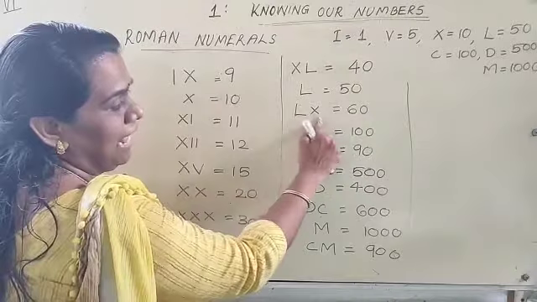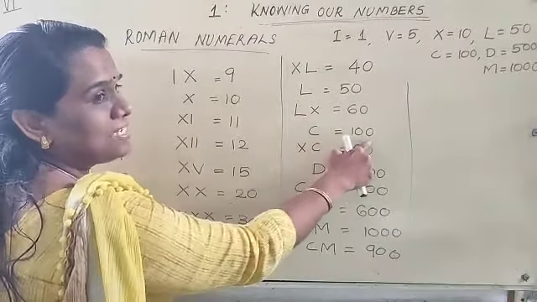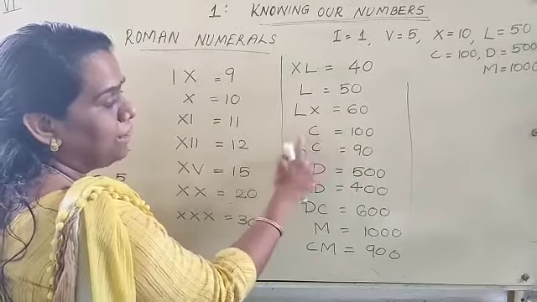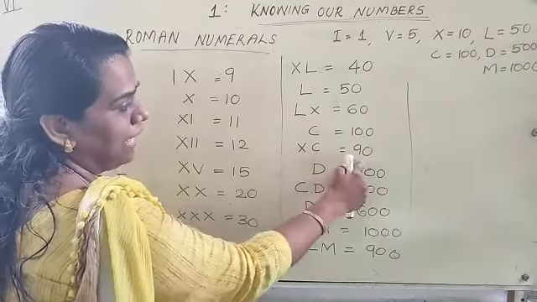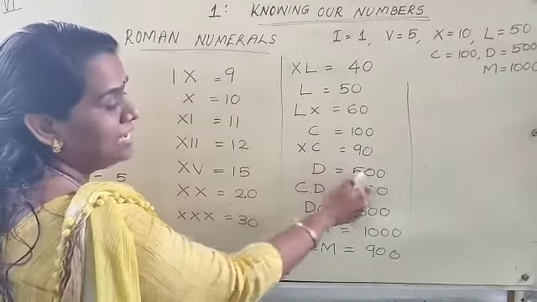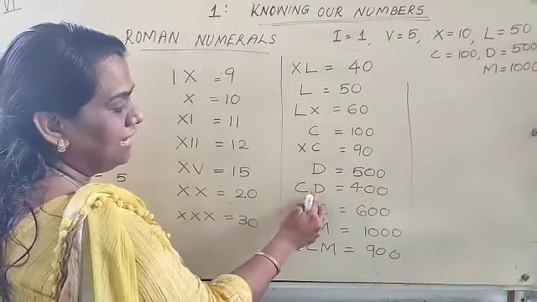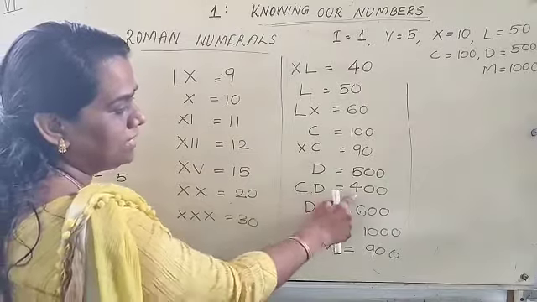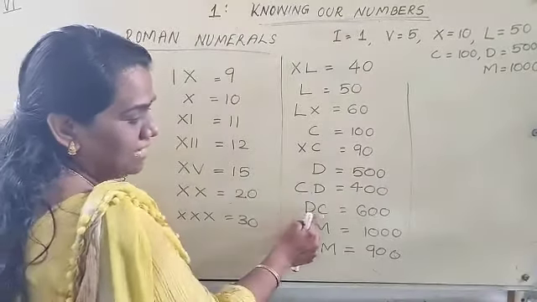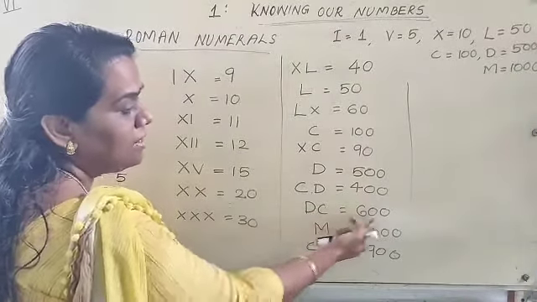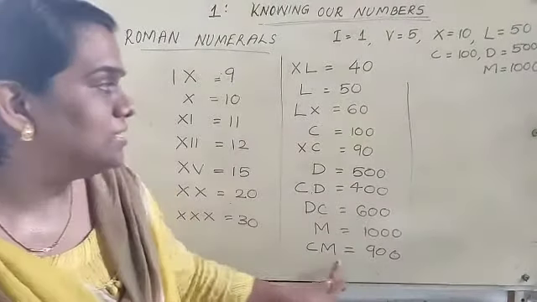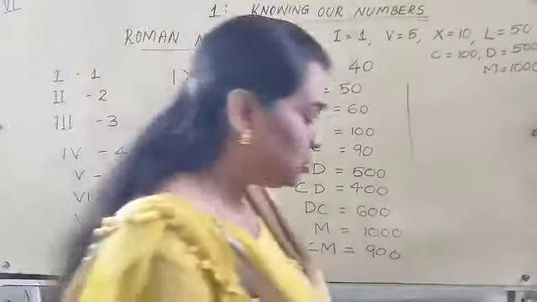Then if it is 60, LX, 60. And C is 100. How to write 90? That is 100 minus 10, then XC, 90. And we know D. D is 500. Then CD means 500 minus 100, it is 400. And DC, 500 plus 100, 600. M is 1000. And how to write 900? CM. These only you have to study.